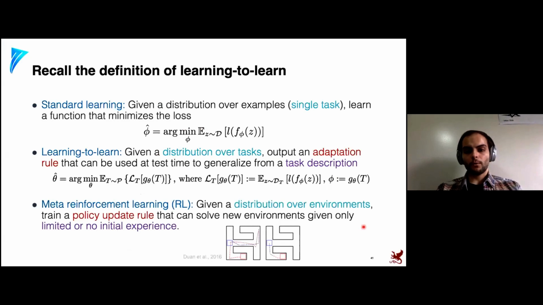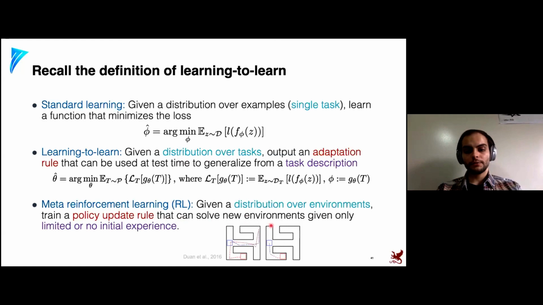So on the supervised meta-learning setup, we have these tasks, adaptation rule, and task descriptions. In meta-RL, we can further specify it and narrow it down, where the distribution over tasks is going to be a distribution over the environments that the agent gets to interact with. We train a policy update rule, instead of just an arbitrary adaptation rule, that can solve new environments given only limited or no initial experience in that environment.